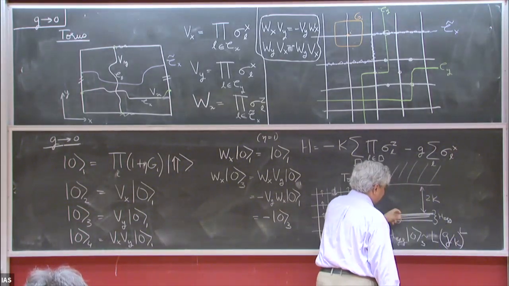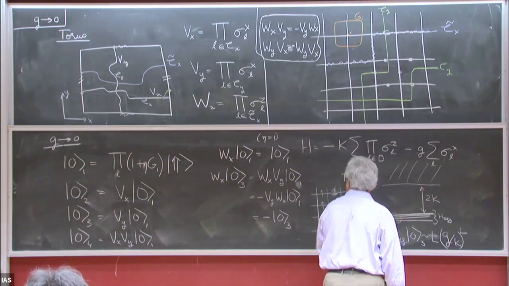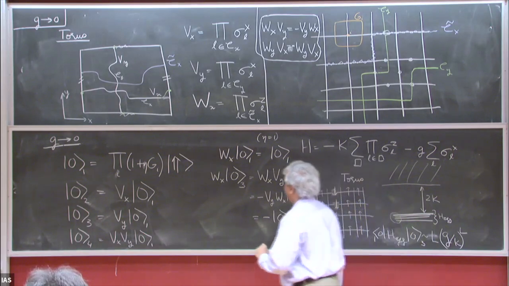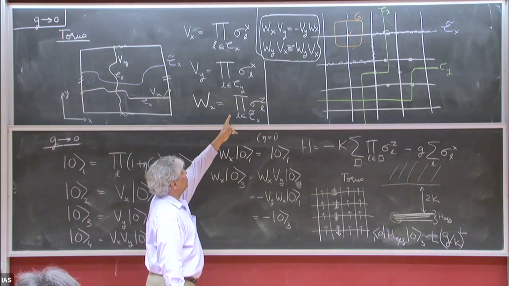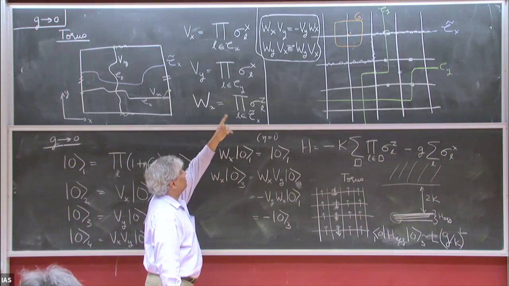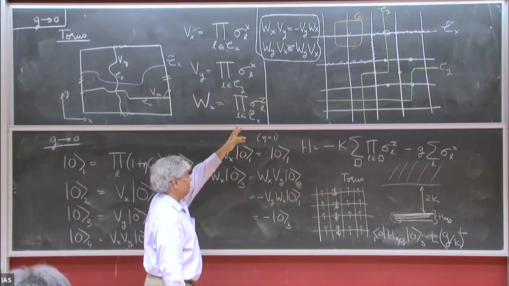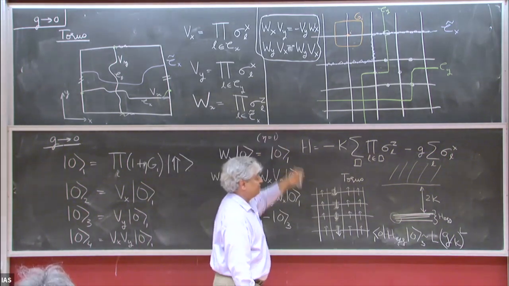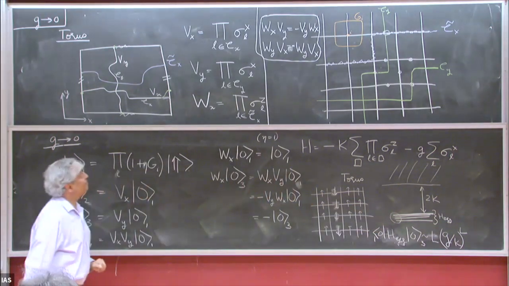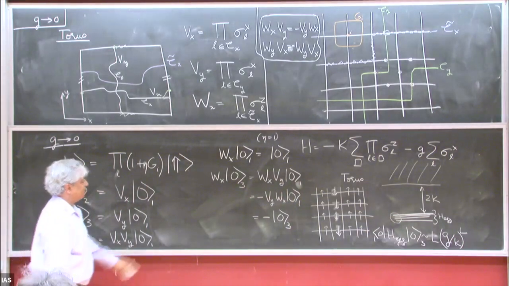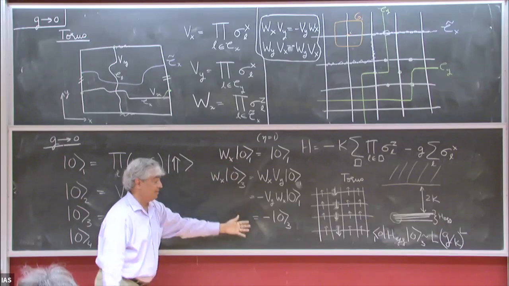And now you have these four states, which form a representation of this algebra written over there. So those Wx and Wy, and Vx, Vy are a set of Pauli matrices that act on these four states. And in fact, I already showed you how that's the case here. So this is the algebra right here.